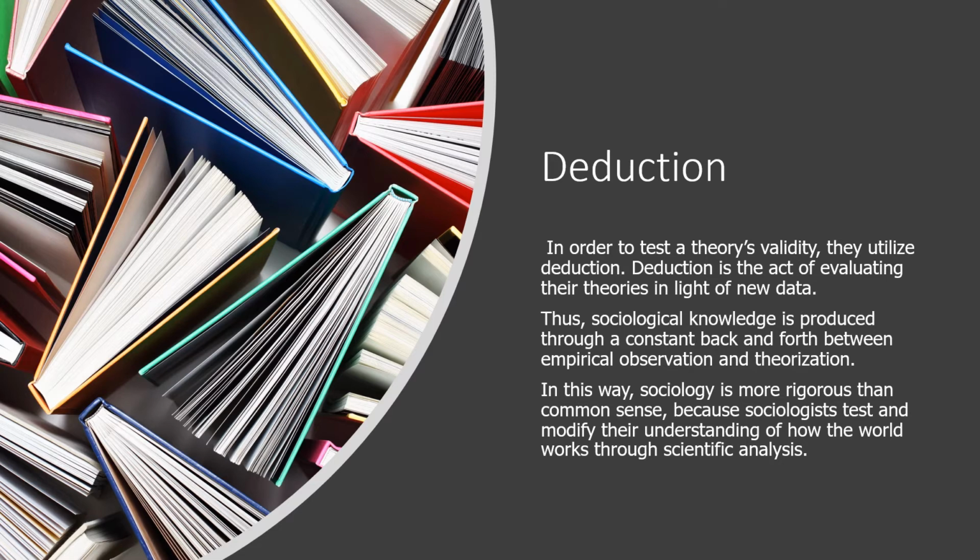Deduction. In order to test the theory's validity, they utilize deduction, the act of evaluating their theories in light of new data. Thus, sociological knowledge is produced through a constant back and forth between empirical observation and theorization. In this way, sociology is more rigorous than common sense because sociologists test and modify their understanding of how the world works through scientific analysis.